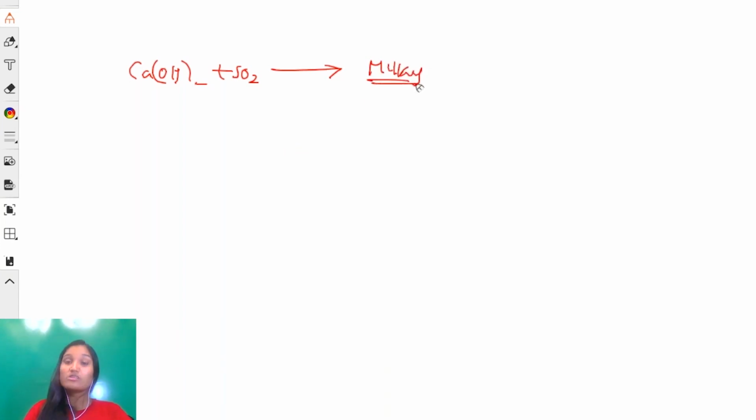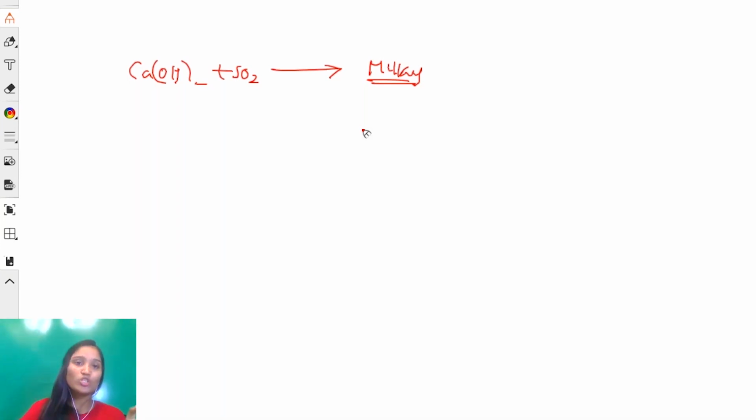From this, what we need to understand is lime water can be turned milky when you pass carbon dioxide or when you pass sulfur dioxide. Am I clear with what I said just now? Is there anyone who is lost or stuck still? No, right? Well, please remember all these reactions.